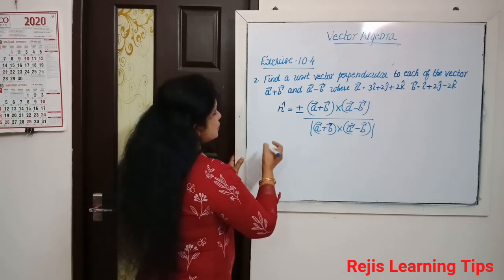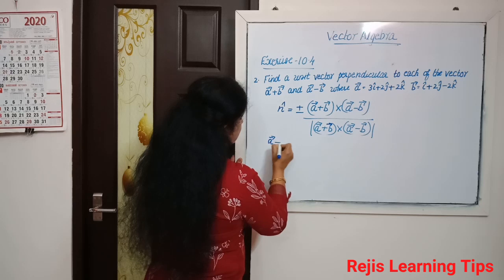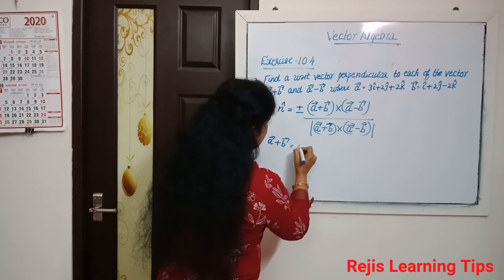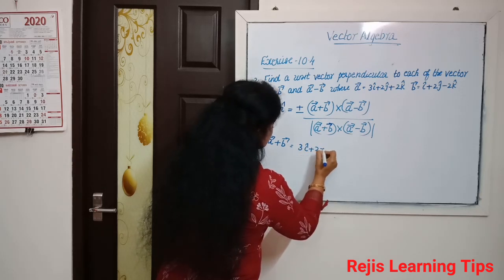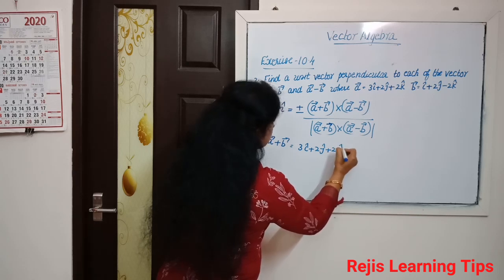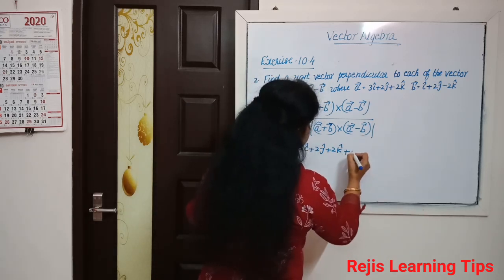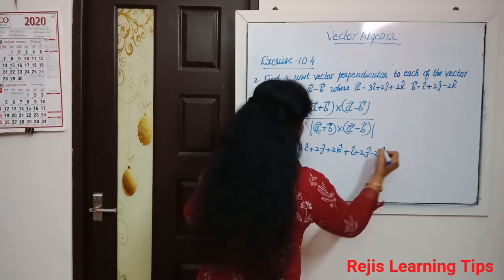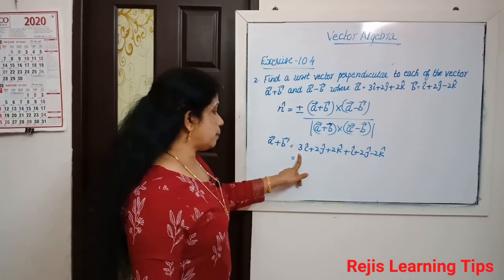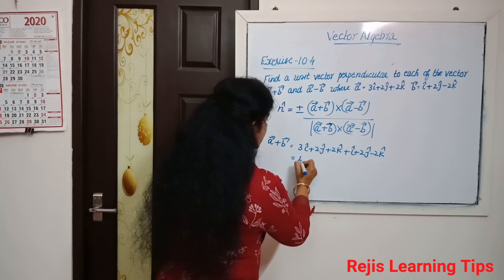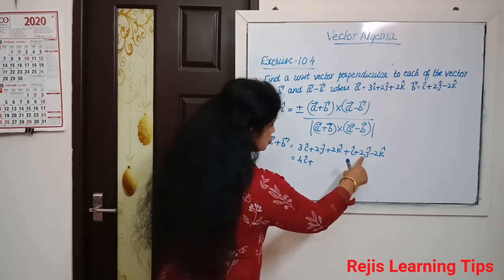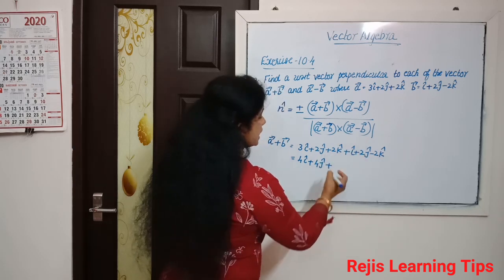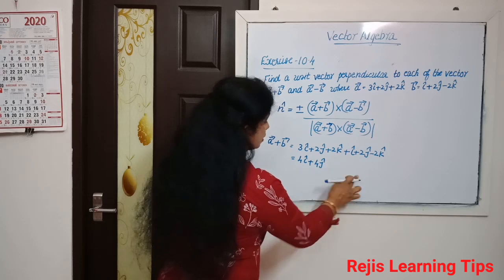Okay, then first we should find vector a plus vector b. Vector a and vector b are given there. 3i cap plus 2j cap plus 2k cap plus vector b, that is i cap plus 2j cap minus 2k cap, that is equal to 3 plus 1, that is 4i cap, plus 2 plus 2, that is 4j cap, plus 2k minus 2k, that is 0k cap. So no need to write the 0k cap.